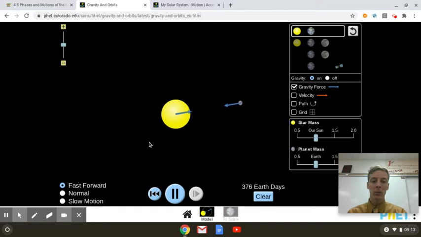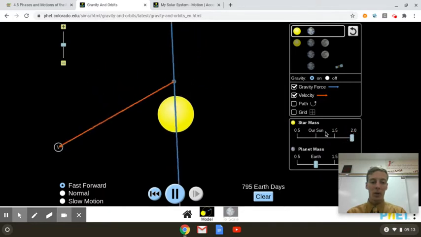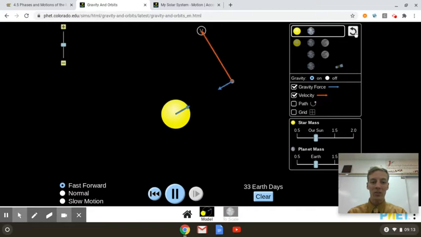For every action, there's an equal. So if sun pulls on Earth, Earth pulls on the sun. Hey, Earth is actually moving this way. It's trying to go this way, but gravity's pulling it in, and it's turning. You could come down here and increase the mass of the sun and watch all of a sudden, wham. Okay, that didn't work well. Reset this. Okay, you could show the path.